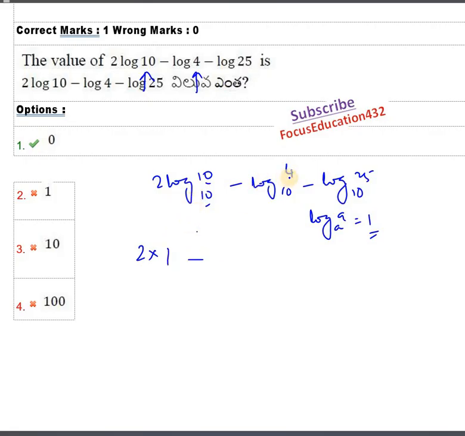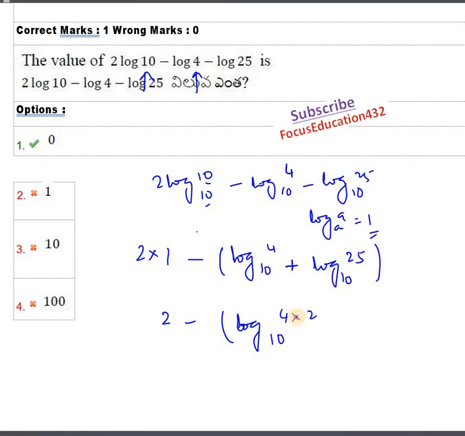Then we have minus. So what can we write here? We can take minus common. Then we write log base 10 of 4 plus log base 10 of 25, right? I have taken minus as common, so inside, minus into minus becomes plus. So minus is common. So 2 minus, log a plus log b. What is the formula? Log a plus log b is log a into b, right? So that is what we are writing here. Base is same.